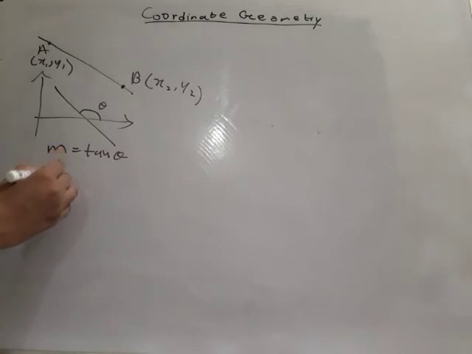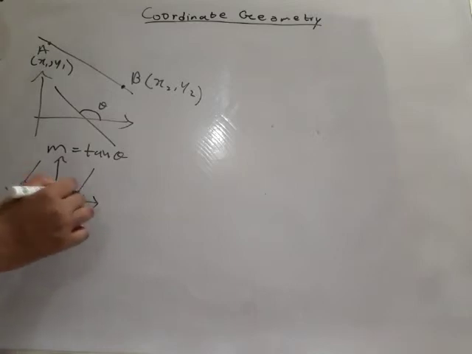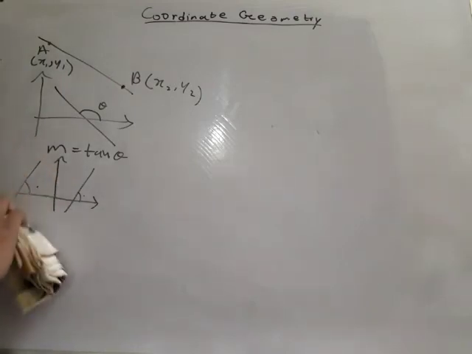Now the line may also go like this. Here it may also be here. These will be the angles, and tan of the angles will be the slope. How to find the slope?